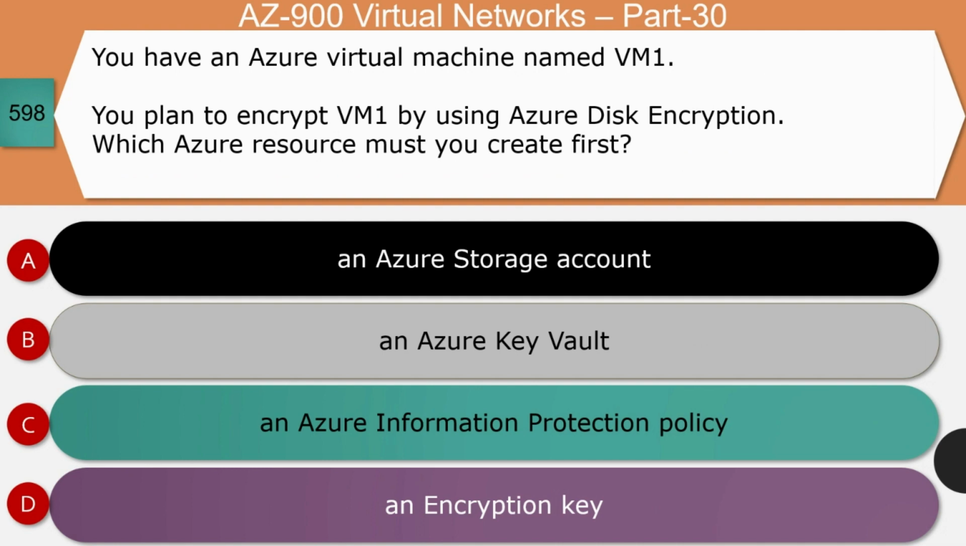Next question. You have an Azure virtual machine named VM1. You plan to encrypt VM1 by using Azure Disk Encryption. Which Azure resource must you create first? Option A, a storage account. Option B, an Azure key vault. Option C, an Azure Information Protection policy. Option D, an encryption key.